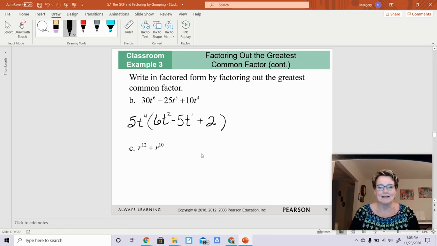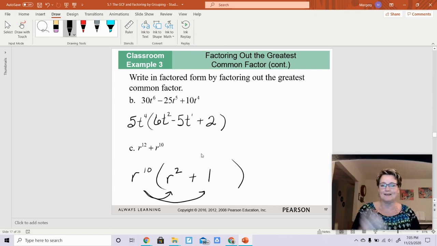Letter C. They both share an r to the 10th power. Once again, it's the reversal of the distributive property. R to the 10th times r to the 2nd is r to the 12th. R to the 10th times 1 is r to the 10th. So that's all you're doing. It's the reversal of the distributive property. And now let's keep on moving.